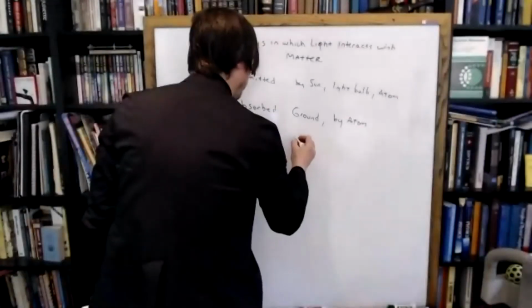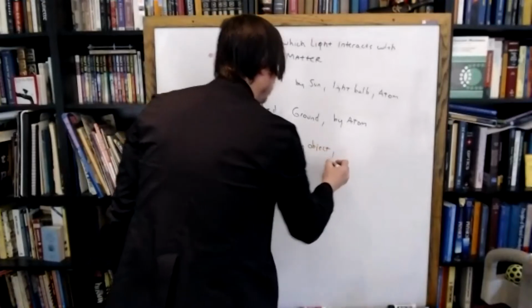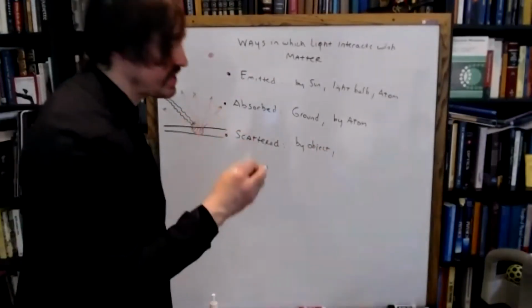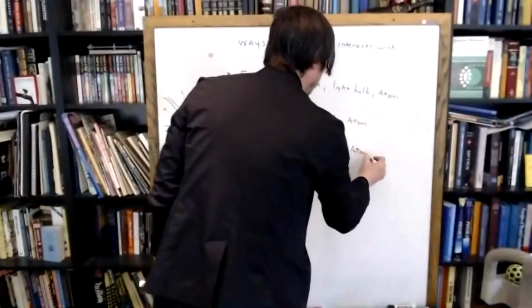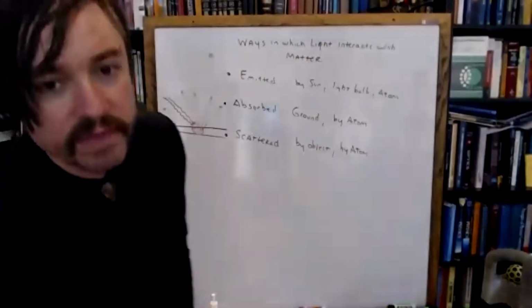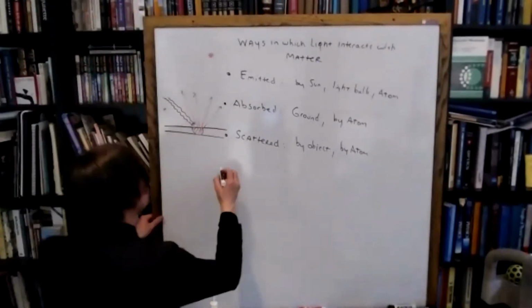So it can be scattered by an object. And photons can actually even be scattered by individual atoms. There's a microscopic counterpart to all of these concepts. Light can also be transmitted.